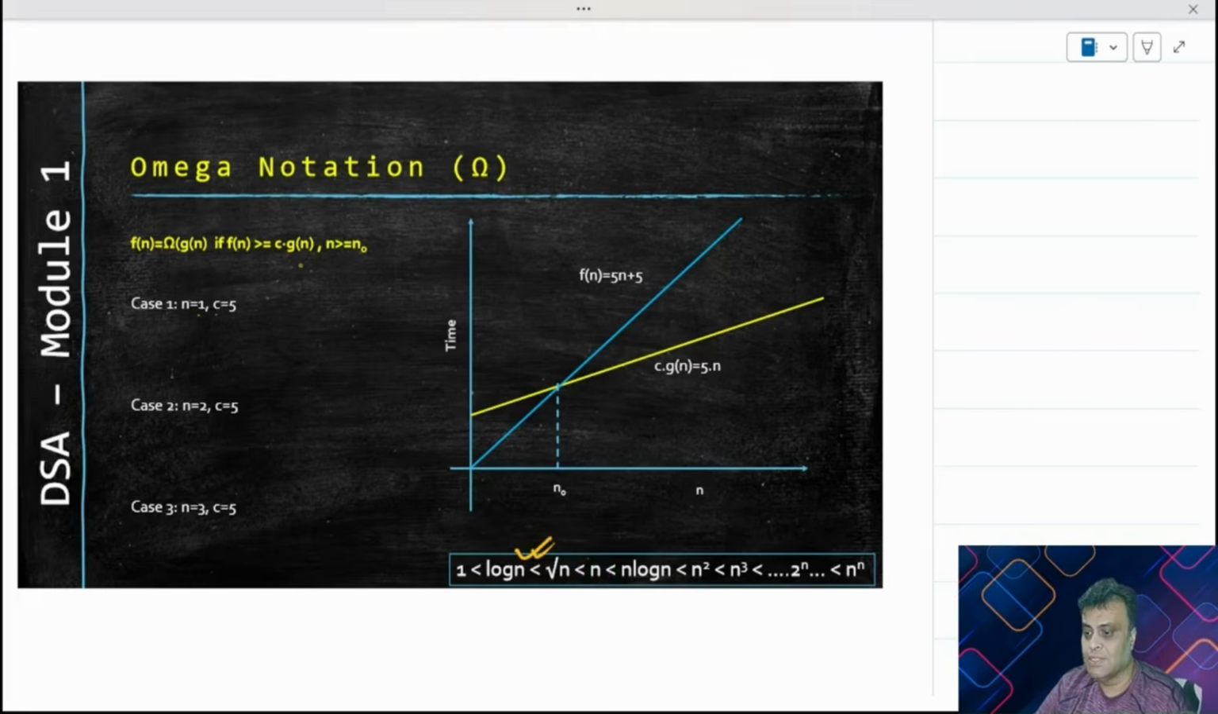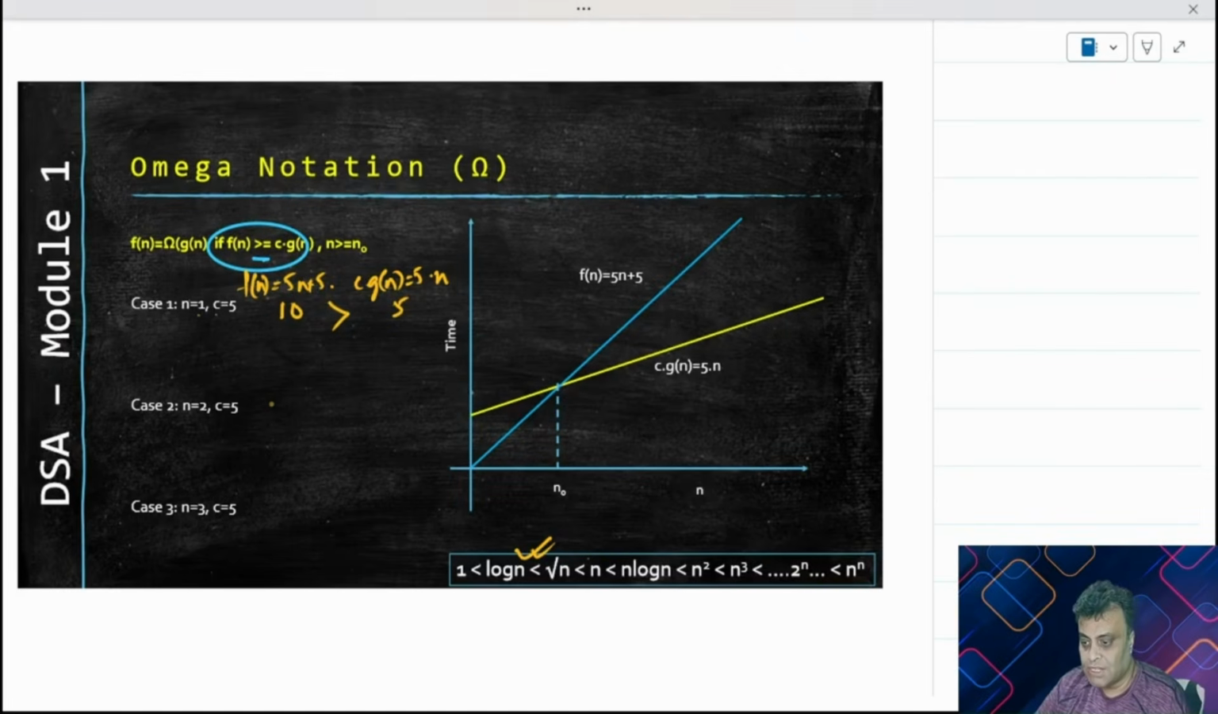So if we actually see this, it's a no-brainer that we will need to prove in this manner. We will have to be careful that now we are talking about C dot Gn to be lower, that is, Fn will be higher. So we have to have the greater than or equal to here. So what are we trying to show here? We are trying to say that Fn is equal to 5n plus 5 and Cgn is equal to 5n. So we are saying that n equal to 1, C equal to 5. If n equal to 1 and C equal to 5, then this becomes 10 and this becomes 5. So immediately this becomes greater.